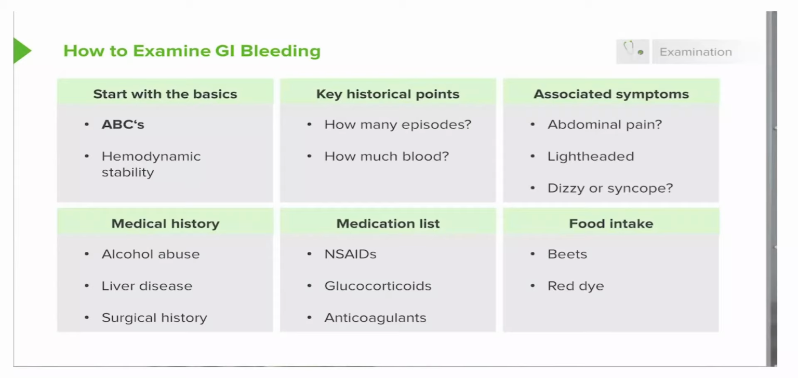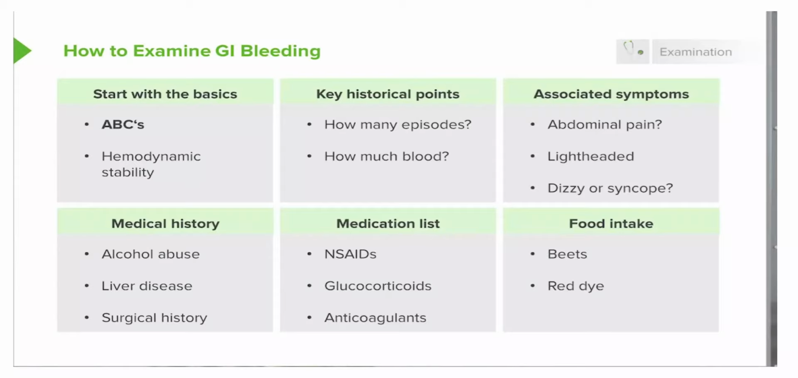Then moving on to medical history, a history of alcohol abuse or liver disease can indicate cirrhosis that can lead to esophageal varices. So we can narrow down our differentials based on the medical history as well. And medication list, if the patient is on NSAIDs like aspirin or glucocorticoids, we can suspect a peptic ulcer disease. And also if the patient is on anticoagulants, for example warfarin, that can lead to bleeding as well.